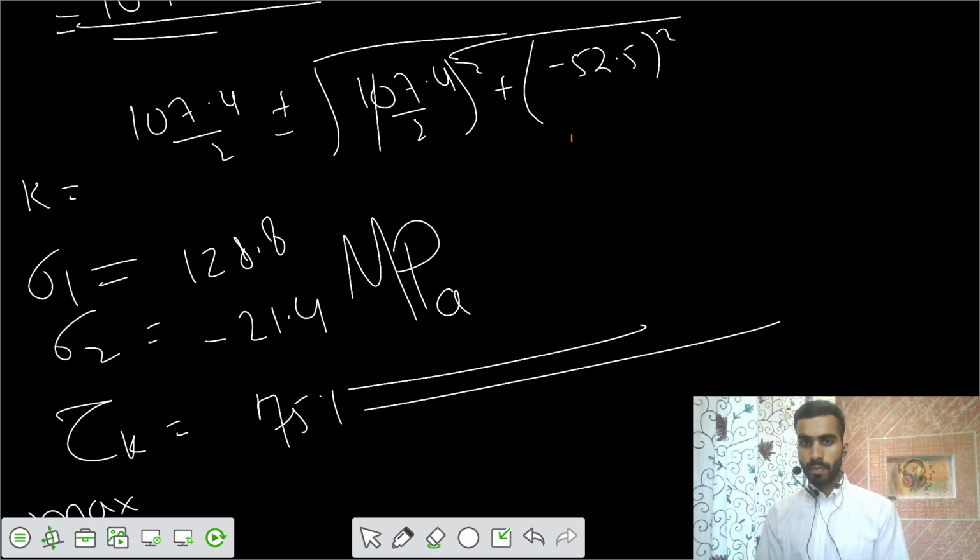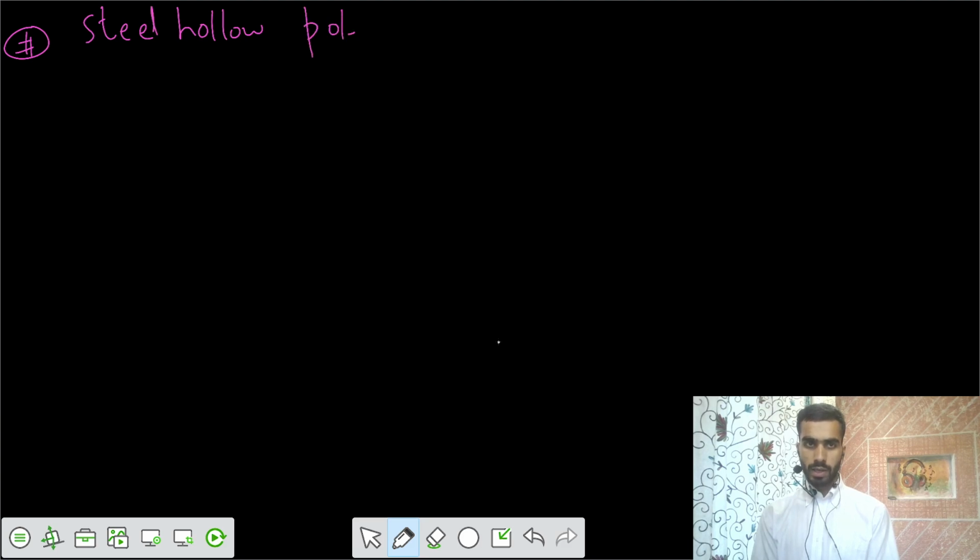Let's take one more problem. So we have a steel hollow section. We can call it a pole. So we have some steel hollow pole.